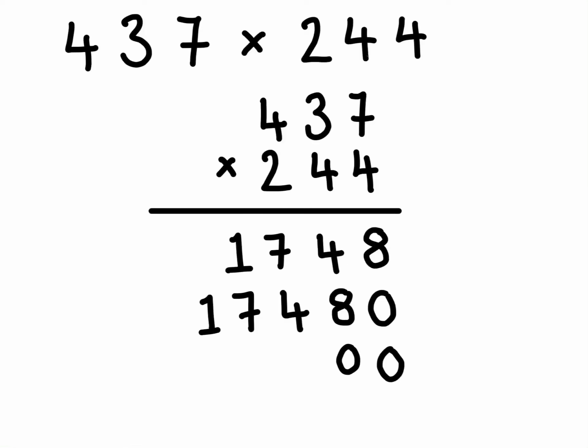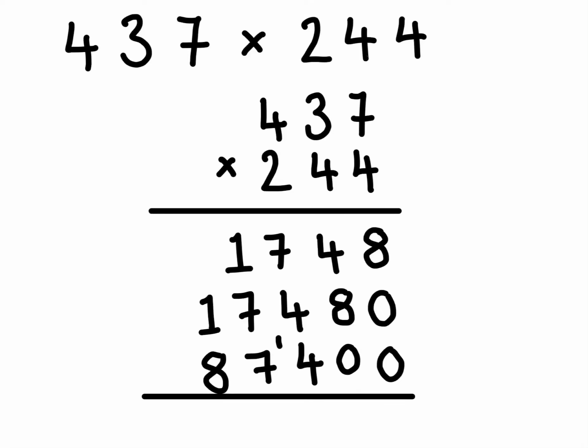We have 2 times 7, which will give us 14, we're going to carry the 1, then 2 times 3, which will give us 6, add the 1, which will make it 7, and then 2 times 4 is 8. And then we're going to add all those numbers together, giving us our final answer.